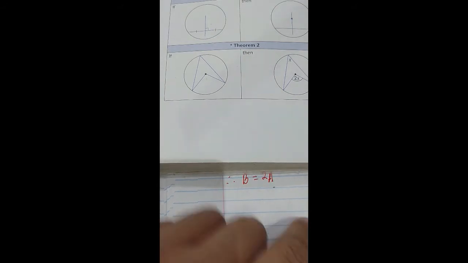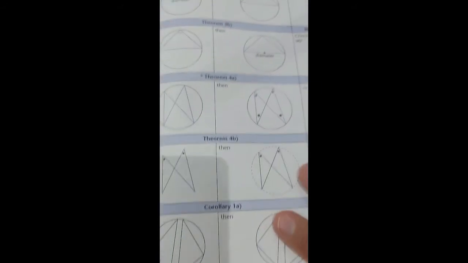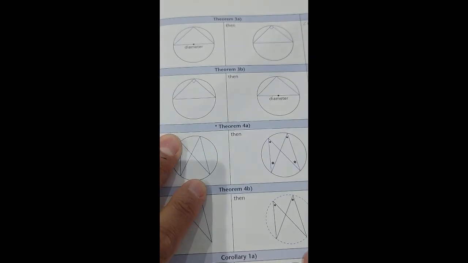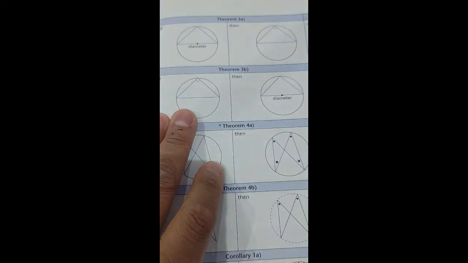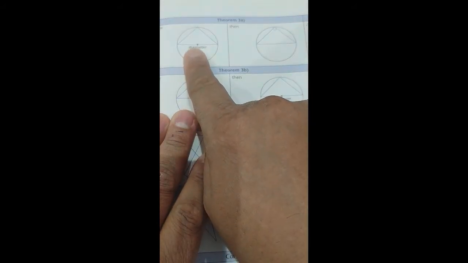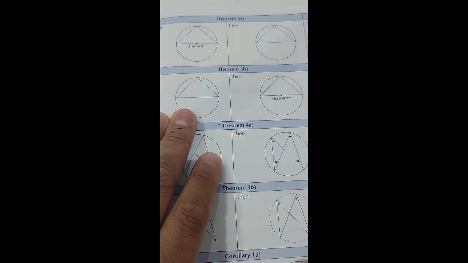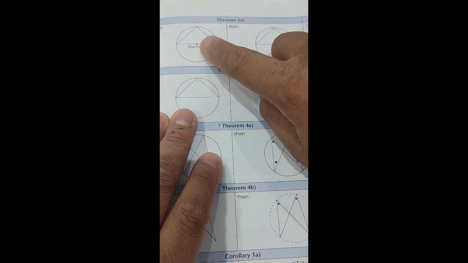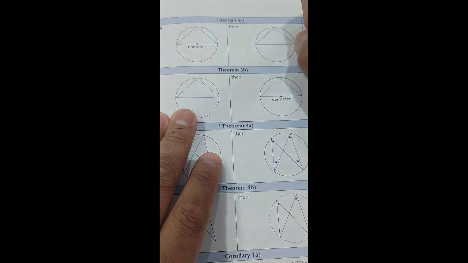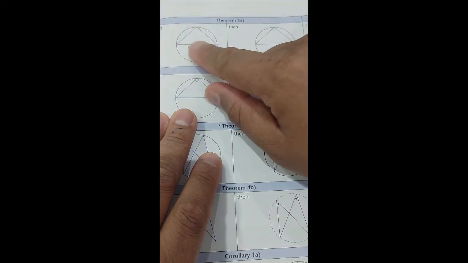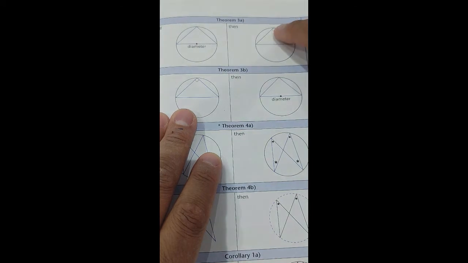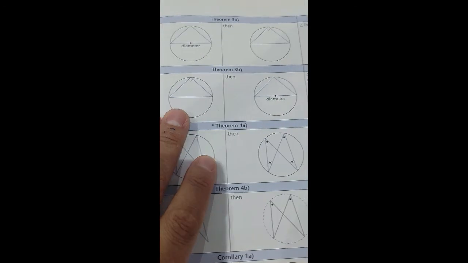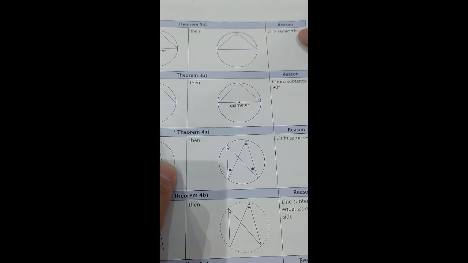Okay, so now we will be looking at Theorem 3. In Theorem 3, we are told that if this is your diameter, now remember that the angle at the center is twice the angle at the circumference, this angle at the center here is going to be 180 degrees. So if that's 180 degrees, that is 90 degrees. So if that's a diameter, then you will always have 90 degrees at the circumference. Okay, and the reason is, as you can see, angle in semicircle.